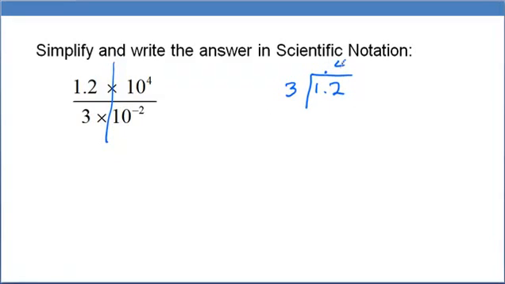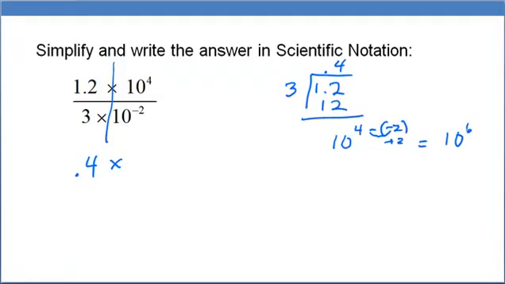And 3 into 12 will go 4. So I have 0.4 for the numbers times 10 to a power. Your rule is keep the base and subtract the exponents. Just watch your signs. You have 4 minus a negative 2. Minus a negative, remember, makes plus. So you have 10 to the positive 6.